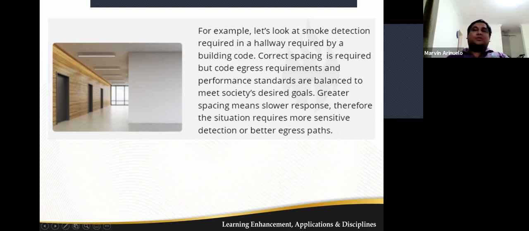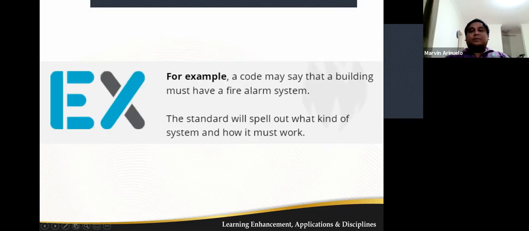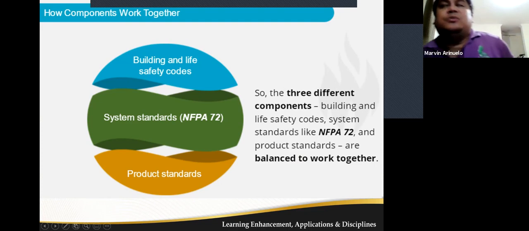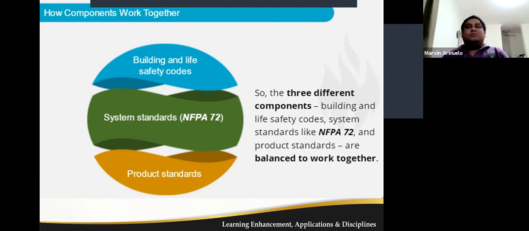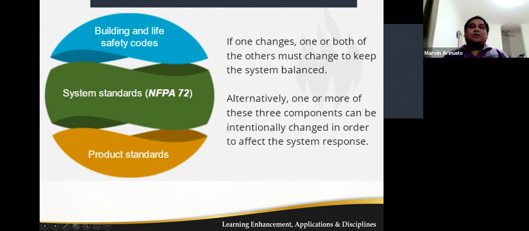For example, let's look at smoke detection at a hallway required by the building code. Correct spacing is required, but code egress requirements and performance standards are balanced to meet society's desired goal. Greater spacing means lower response. Therefore, the situation requires more sensitive detection and a better egress path. And these three should work together, no? The building and life safety code, the system standards such as NFPA 72, and product standards such as UL or FM. So the three components should work together in order to meet balance. If one changes, one or both of the others must change, meaning there should be synchronization.